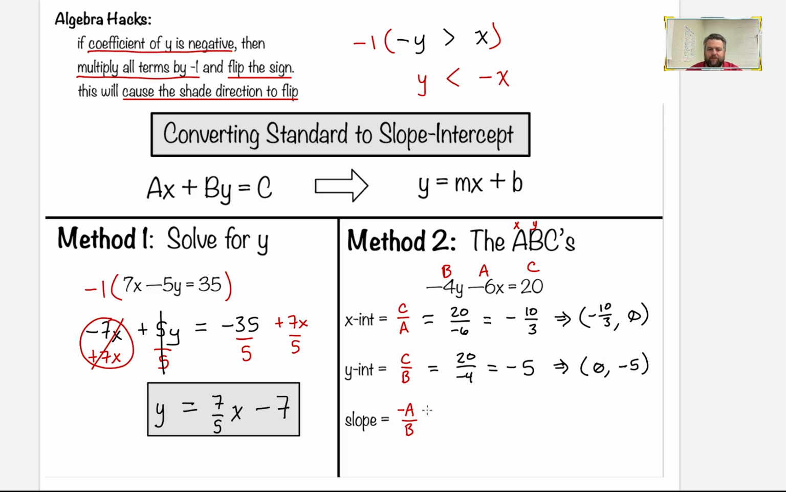Finally, the slope is what we're going to need as well. So we're going to take the opposite of A. A is -6, so the opposite of -6 is 6. I'm going to put it over B, which is -4. This reduces to -3 over 2. So our equation that we're going to have is y equals mx plus b. M is -3/2, our b is -5, so minus 5. There you have it. And just to remind you, slope is m.